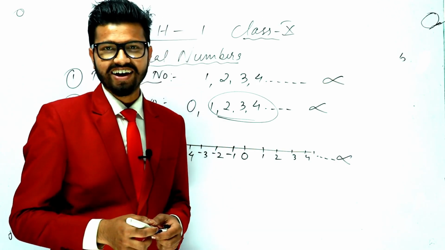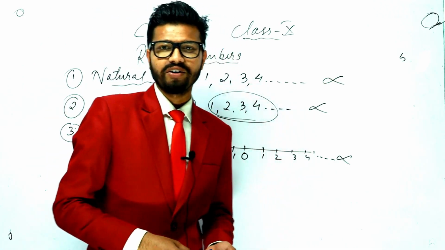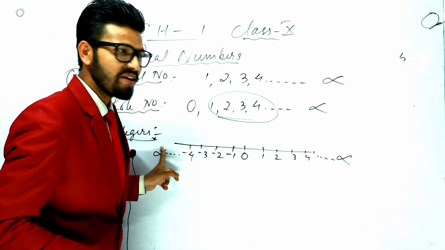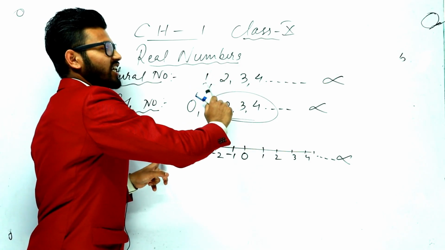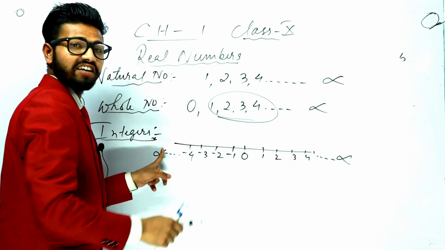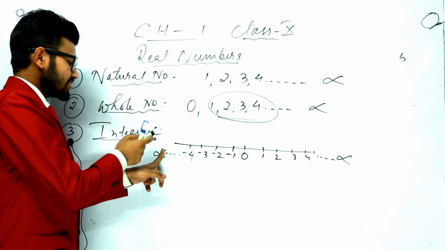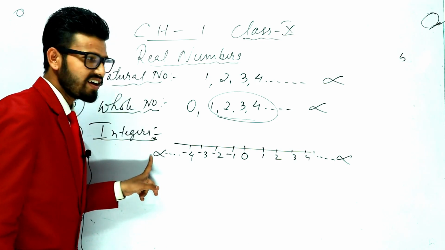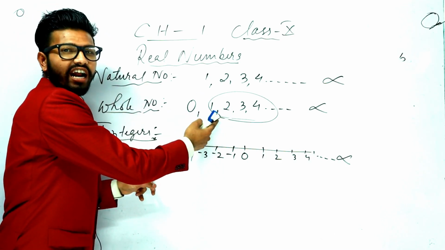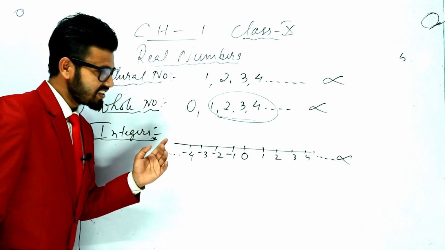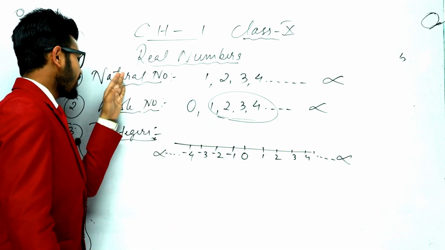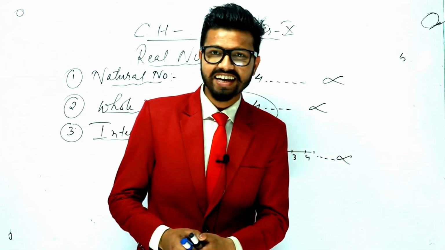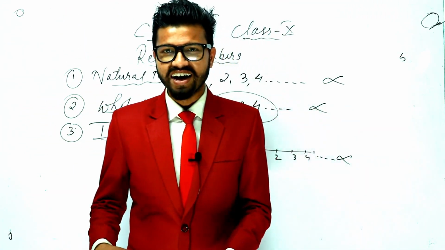Now one more question arises. Is every natural number an integer? Obviously, definitely, because all the positive quantities starting from 1, 2, 3, 4 already come in integers. So all natural numbers are integers. Is every whole number an integer? Obviously, it starts from 0, and 0, 1, 2, 3, 4 to infinity is already included in this segment. So every natural or whole number is an integer. If I rewind the question, is every integer a whole number? Absolutely not.